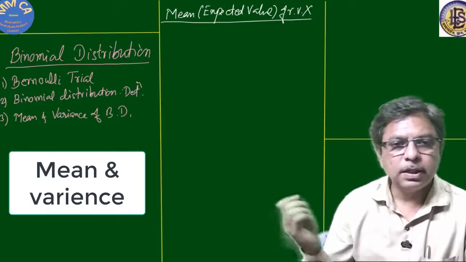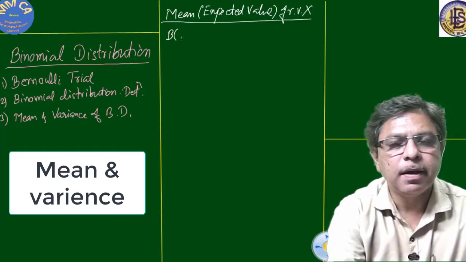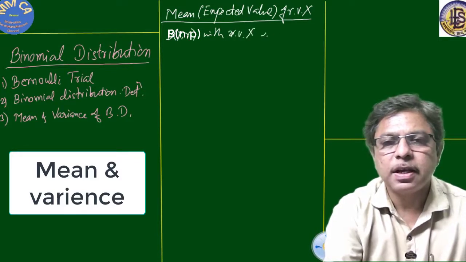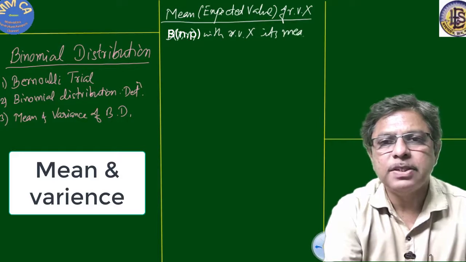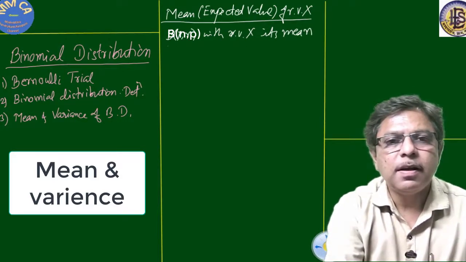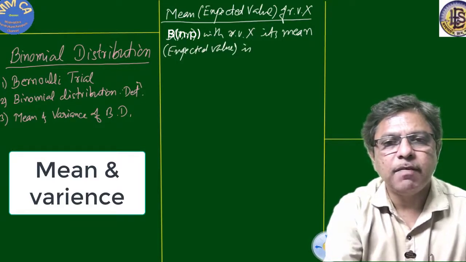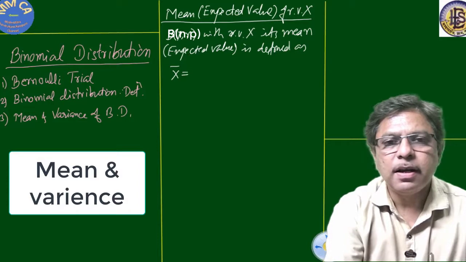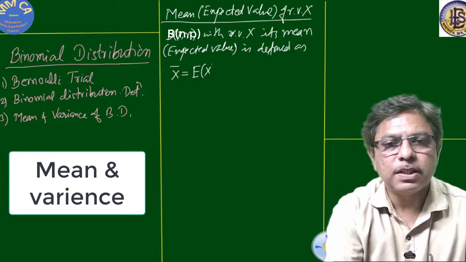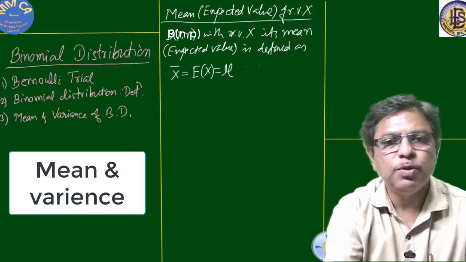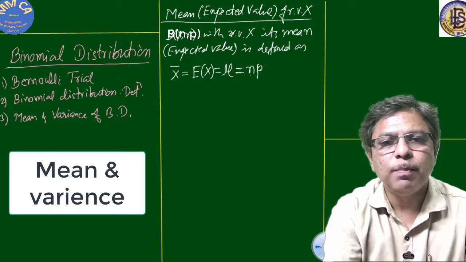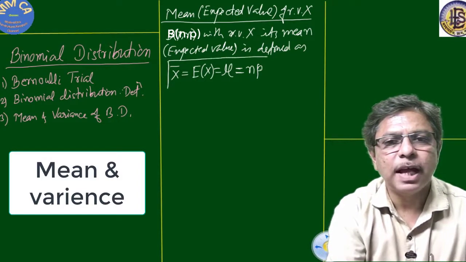Now for a binomial distribution B with a random variable x, its mean, also known as expected value E of x, is defined as, the notation may be x bar, or for expected value we may use E of capital X, or one more notation, mu for expected value, and it is calculated using n into p. This is a simple formula for x bar here.